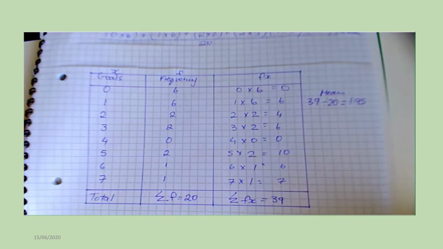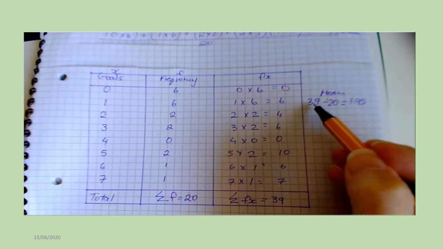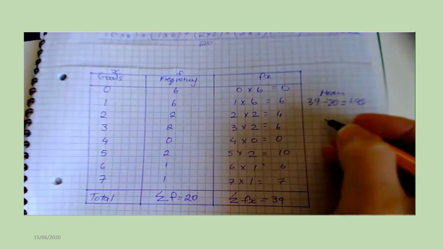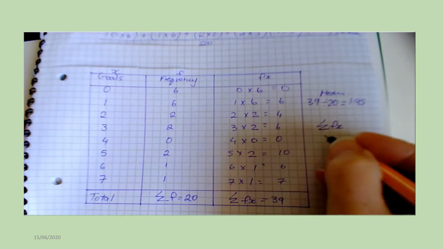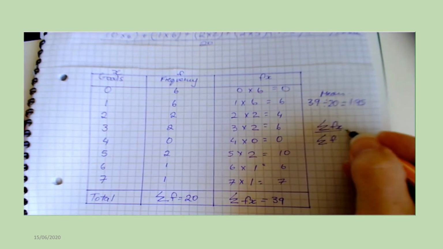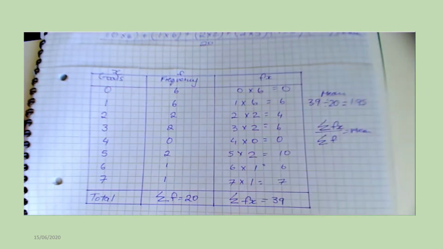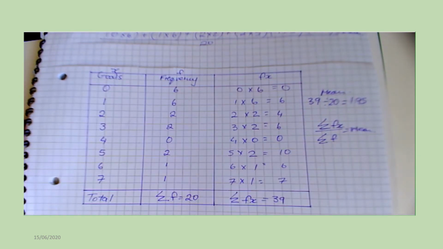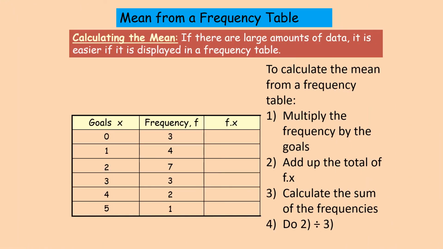In maths, we can write this out. So the sum of fx divided by the sum of f, that is the mean. That is how we would write it mathematically. If there are large amounts of data, it is easier if it is displayed in a frequency table. And then we can work out our averages from that frequency table.